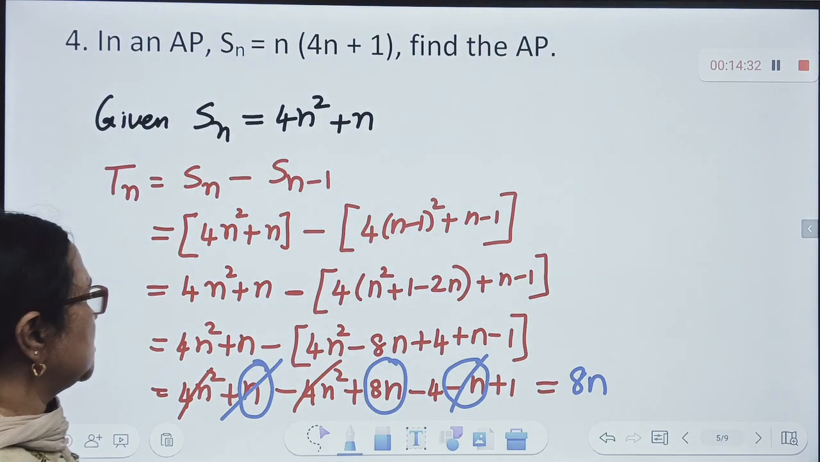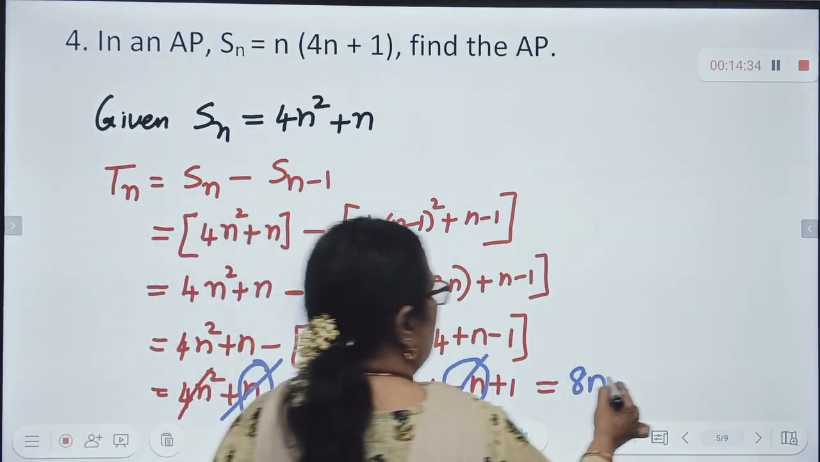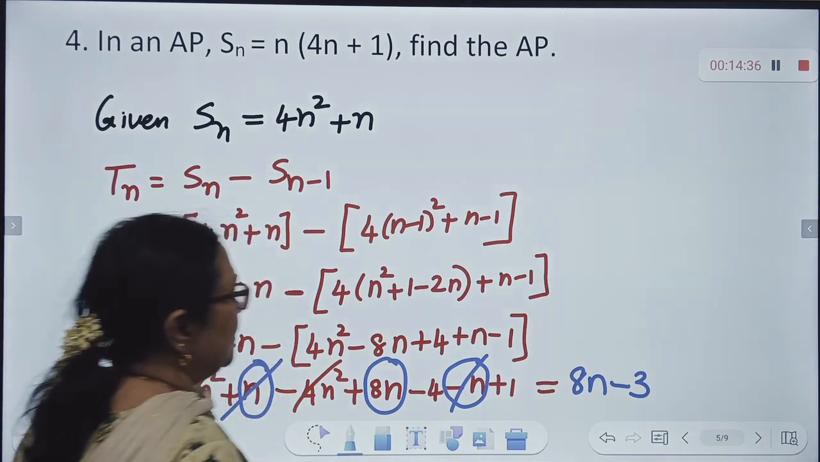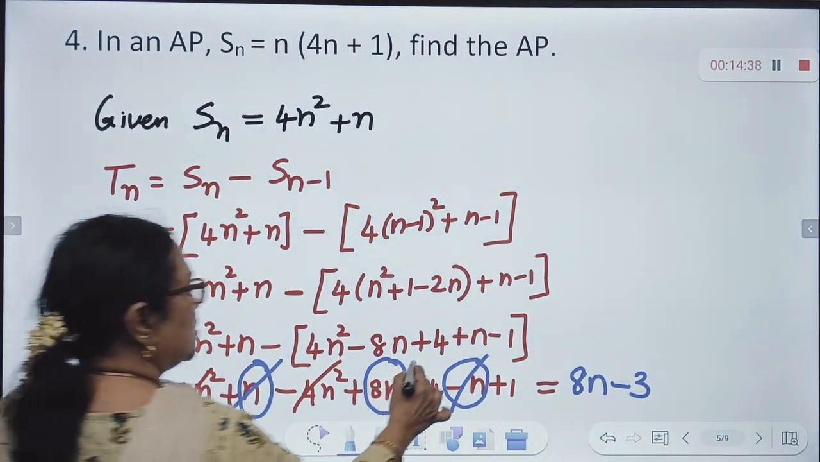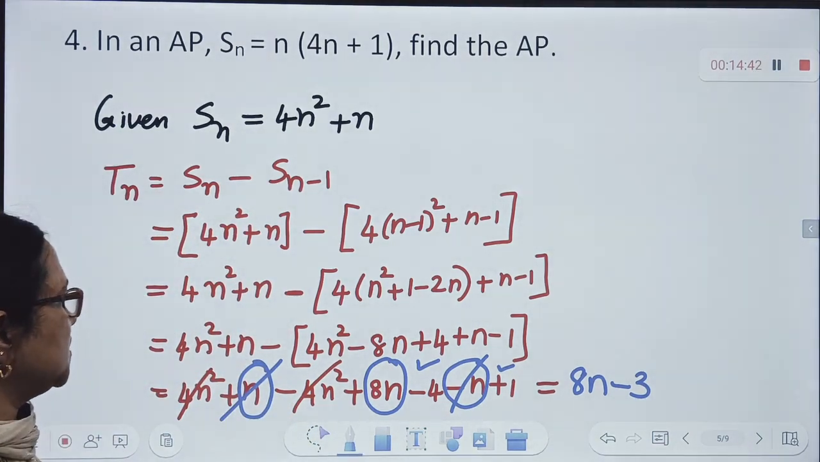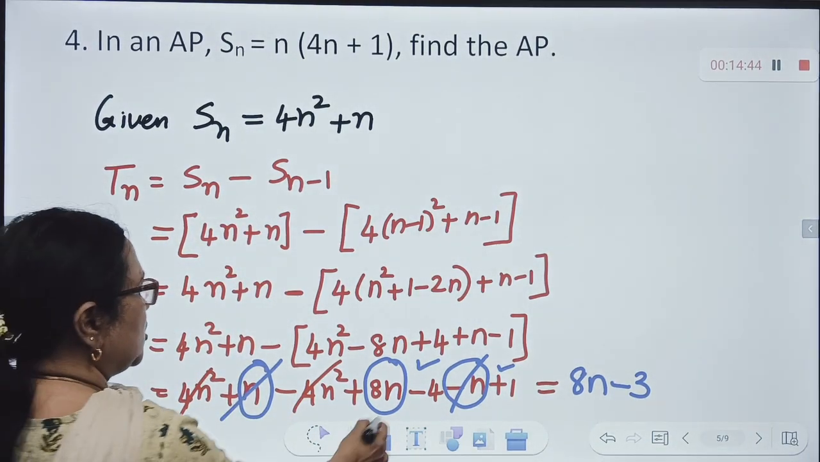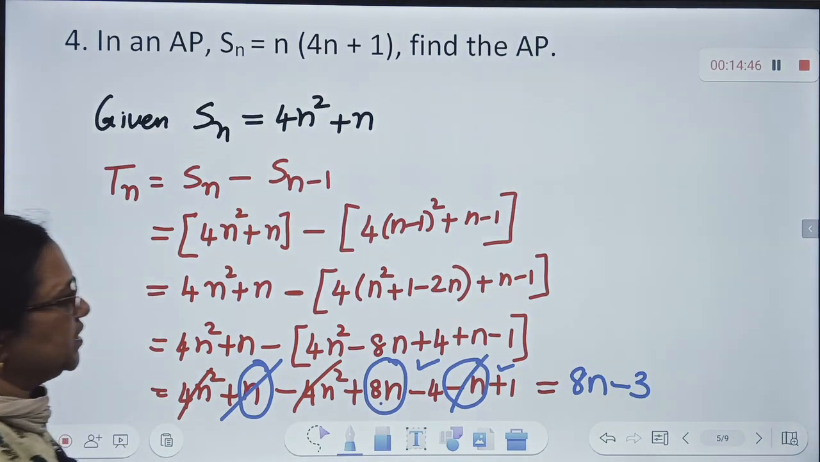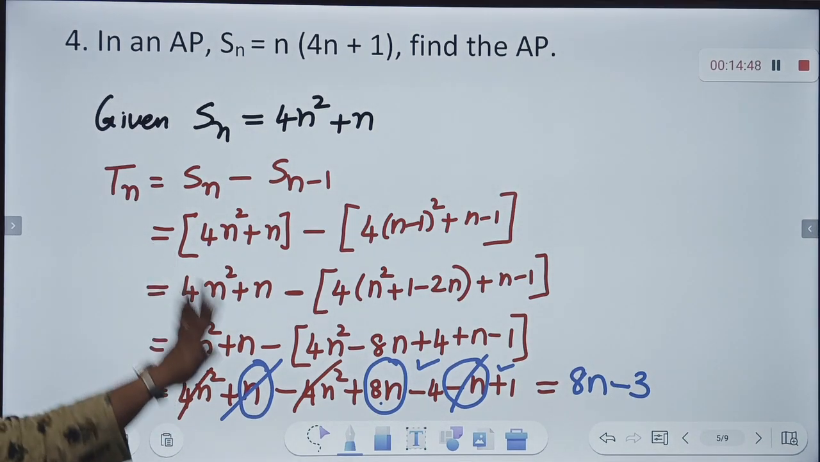Then what about the constant? Minus 4 plus 1 is minus 3. 8n minus 3. Because what are the constant terms? Minus 4 plus 1 is minus 3. And then I also have 8n left. So it is 8n minus 3. So this is my Tn.